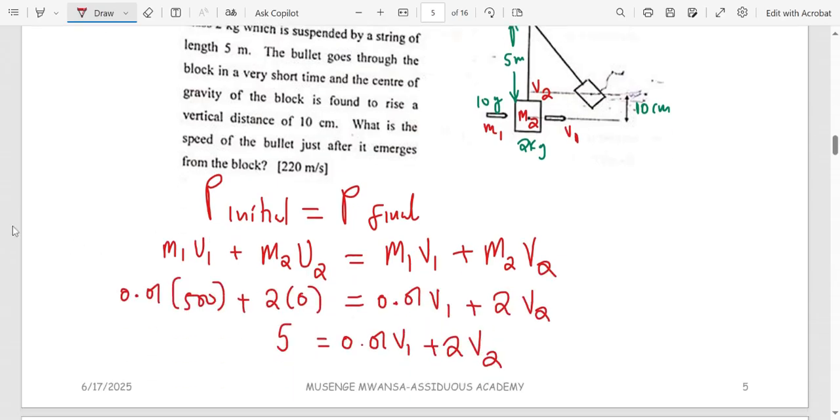Okay, so for the bullet, initially it was moving at a velocity of 500 from the question, but the block is just suspended on a spring, so it doesn't have any momentum, or any velocity. That's why I've put a 0 there. So 0.01 times 500 is a 5, and then plus 2 times 0, that is still a 5. Does that make sense?